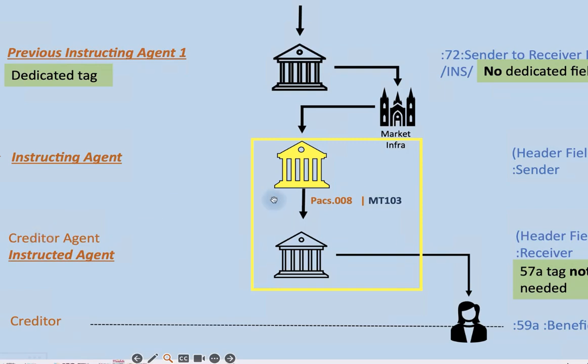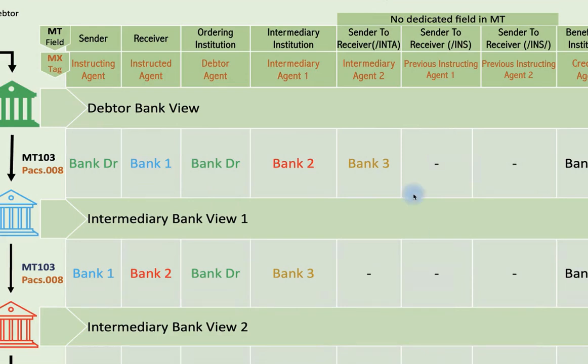Now let's go to the last one, in which we are trying to show you the consolidated view. This is a kind of bird's eye view where we have given the transaction on the left side from debtor to debtor bank, then bank 1, then bank 2, and it will be moved further on. At the top, in black, you will see the MT fields. In MX it is shown in orange. If you see, there is a one-to-one relation here: sender with instructing agent, receiver with instructed agent, ordering institution with debtor agent, intermediary institution with intermediary agent 1.